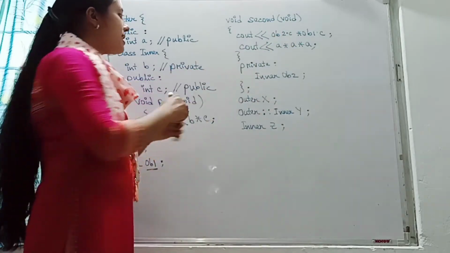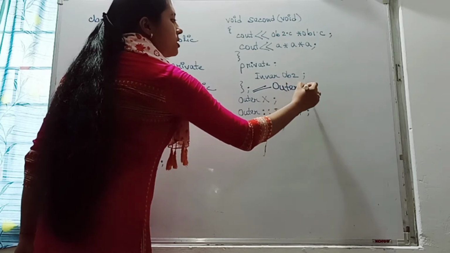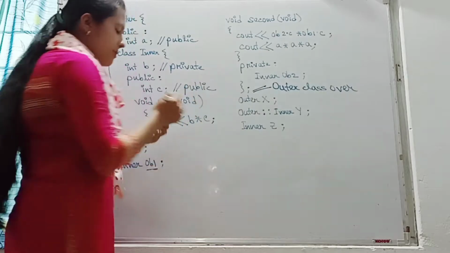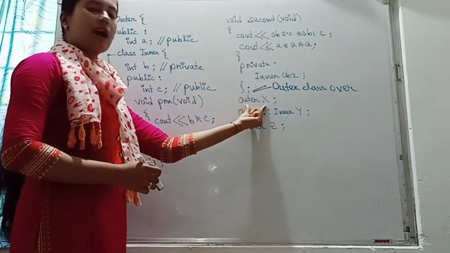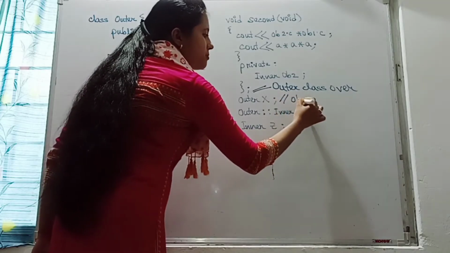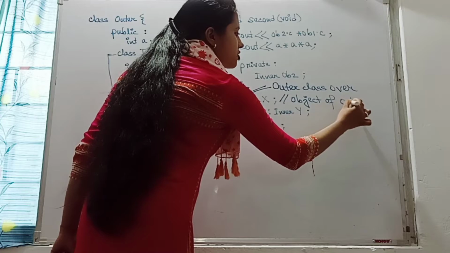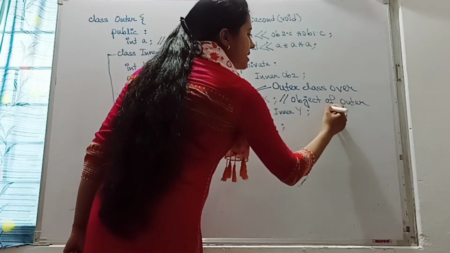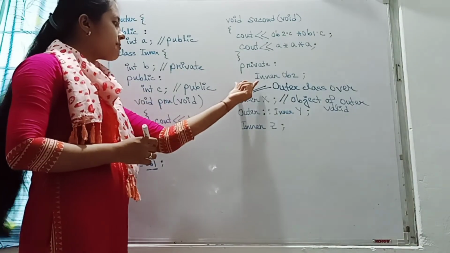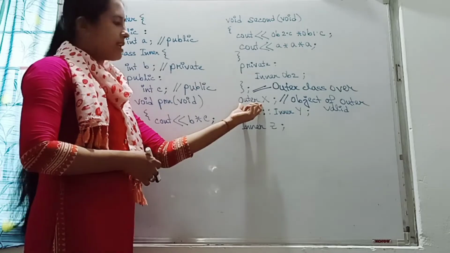Now you see here my outer class definition is over. Okay. Now after coming out of the outer class, we have assigned this X. So X is what? Object of outer. This is an object of outer, and this particular statement is valid. After coming out of the outer class, we can declare an object of the outer class type.